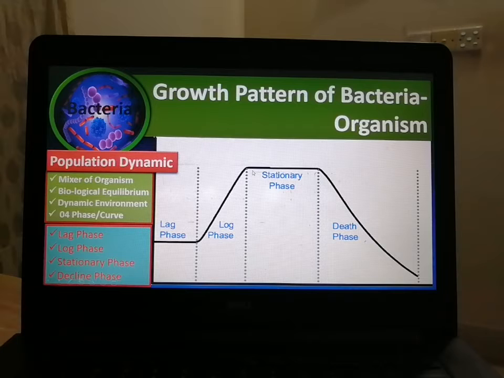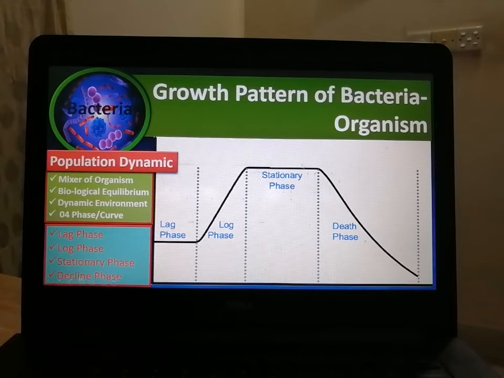So when the number is very high, relatively the nutrient, the environment, available space, many things now become less comfortable for them. Like Bangladesh, like Dhaka city, very high population. And once the population is very high, like at peak time in the Farmgate area, where there are no buses but a lot of people rush to ride a bus, there are a lot of uncomfortable things. In that area, bacteria cannot go for reproduction. So the number is very high, but they become the stationary phase.